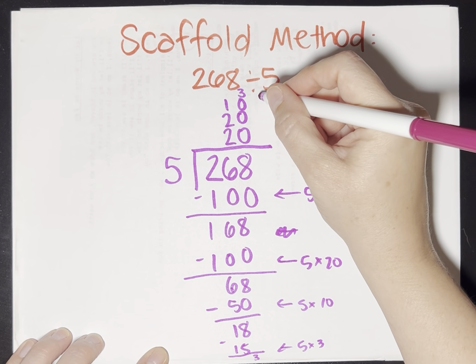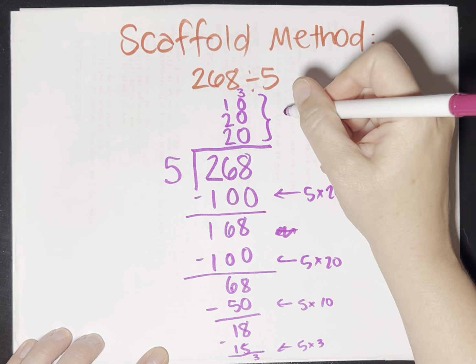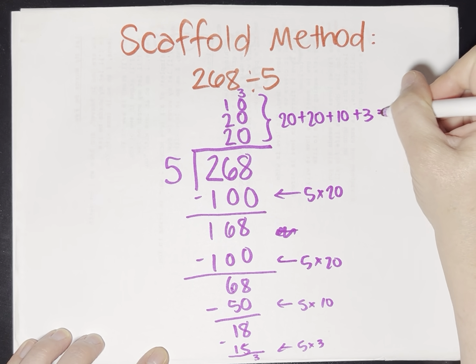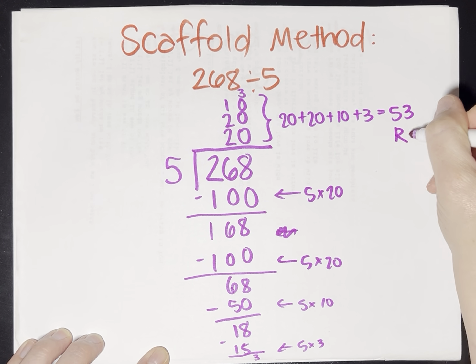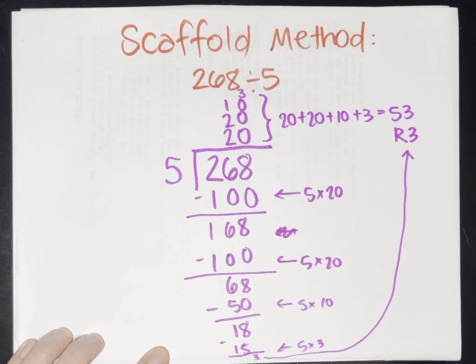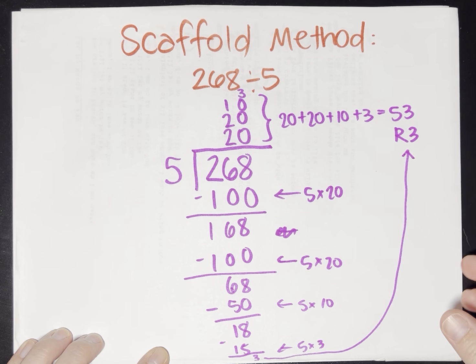So now to find my answer, I add up all of these things. 20 plus 10 plus 3 is going to give me 53, and then I have a remainder of 3 that comes from here. So that's how I do the scaffold method.